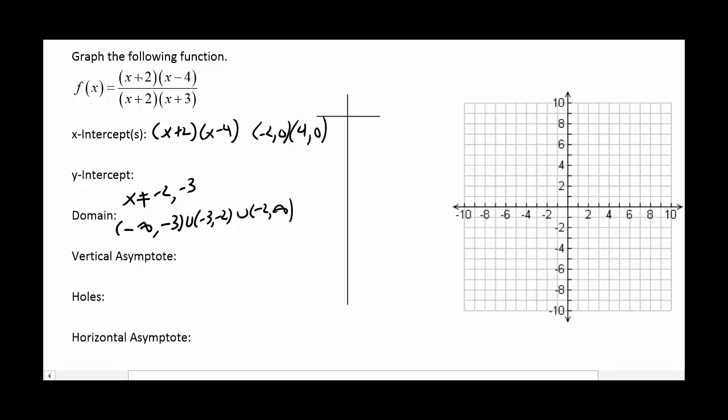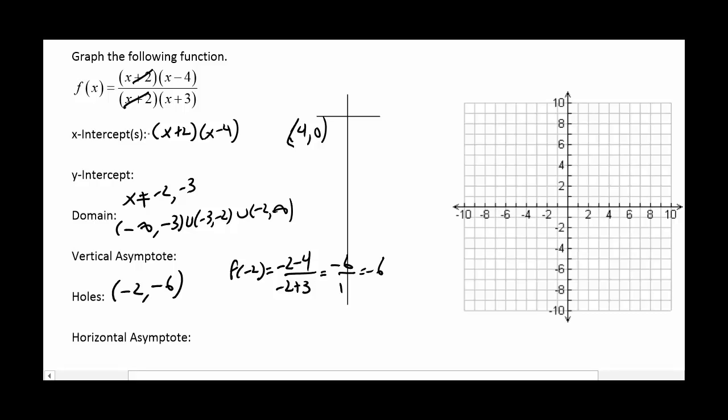Do you see the hole? See how that part divides out? That really means that at negative 2 comma something, there's actually a hole there, which is why I said I'm going to come back and reevaluate this. Holes really mess up the order of things. So to find the hole, we want to evaluate that x value in the reduced form. So f of negative 2 equals negative 2 minus 4 over negative 2 plus 3. So we end up with negative 6 over 1, so negative 6. So negative 2 comma negative 6 is where my hole is at.